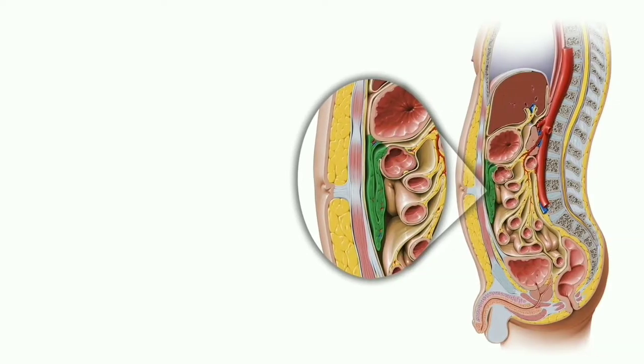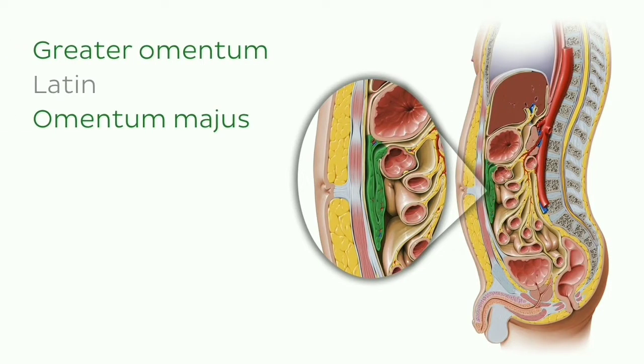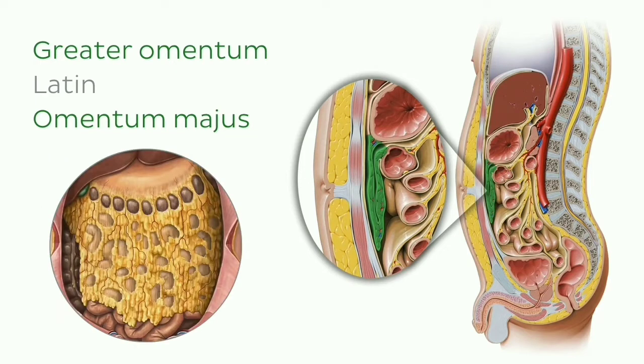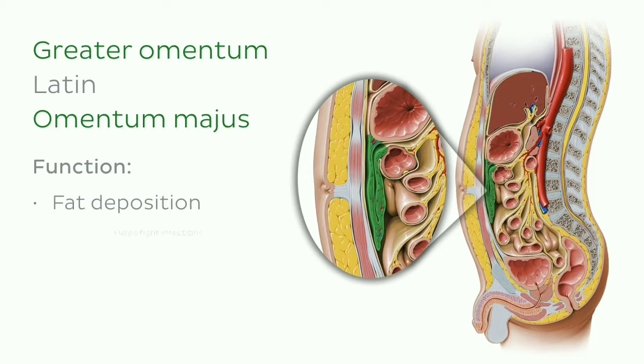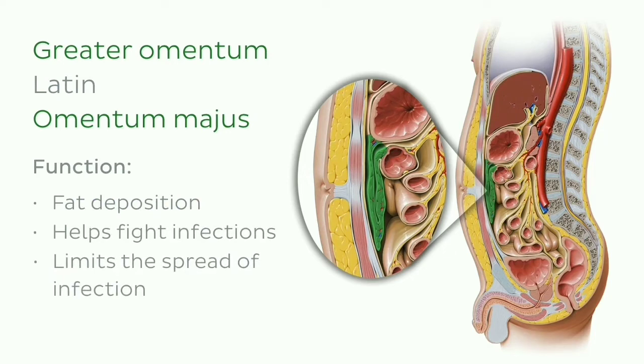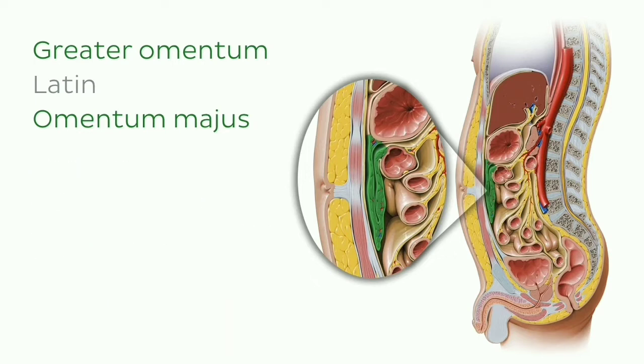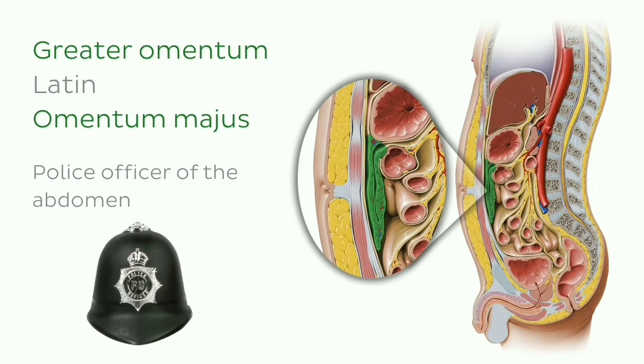So this is the section of the tutorial where we find out why it is called the policeman of the abdomen. One of the functions of the greater omentum is fat deposition, as it contains variable amounts of adipose tissue. Macrophages contained within milky spots of the greater omentum help fight infections of the peritoneum, and it also may physically limit the spread of intraperitoneal infections. The greater omentum often adheres to inflamed visceral organs within the abdomen, which is thought to limit the spread of infection. And the last 2 functions are why it's commonly called the police officer of the abdomen.